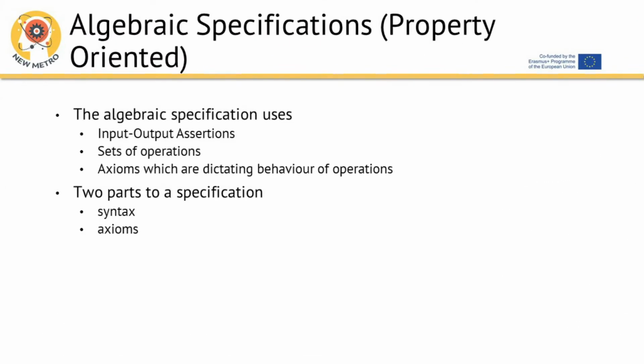Algebraic specifications, property-oriented. The algebraic specification uses input-output assertions. Sets of operations. Axioms which are dictating behavior of operations. Two parts to a specification: syntax, and axioms.